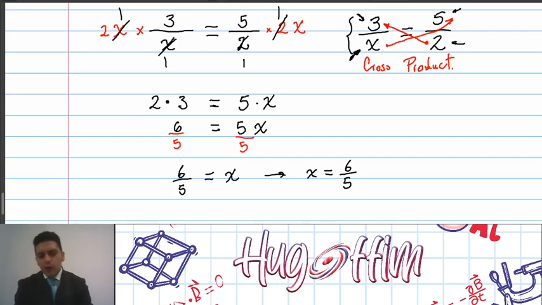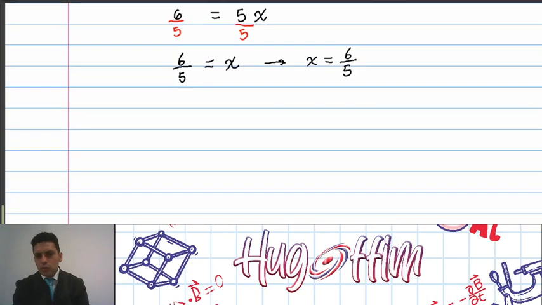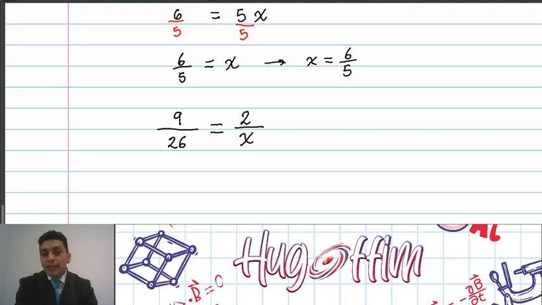I'm going to show you another example just to review the cross product. Let's say that we have the proportion 9 is to 26 as 2 is to x. So if you want to pause the video to do the cross product on your own, do it. Stop the video, do the cross product by your own, and then see the answer.